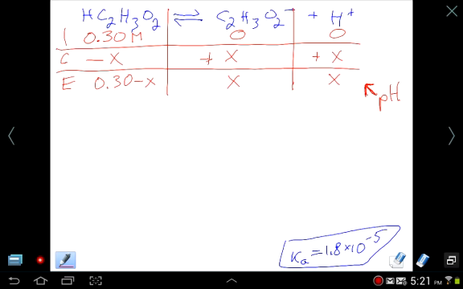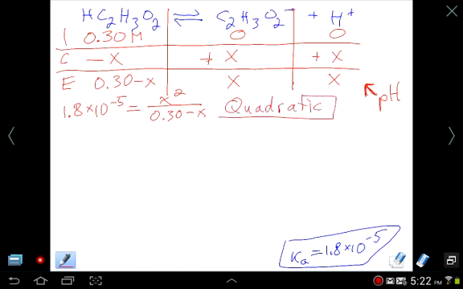And now it's a matter of solving for X. So we'll have to plug these values into our Ka. Our Ka is 1.8 times 10 to the negative fifth equals X squared, products, over reactants. In this case, a reactant is 0.30 minus X. Now, we can't really square root. We cannot get rid of the X squared. If you leave the problem as it is and try to solve for X, you'll require the use of the quadratic. So for this problem, you'd have to use the quadratic formula.